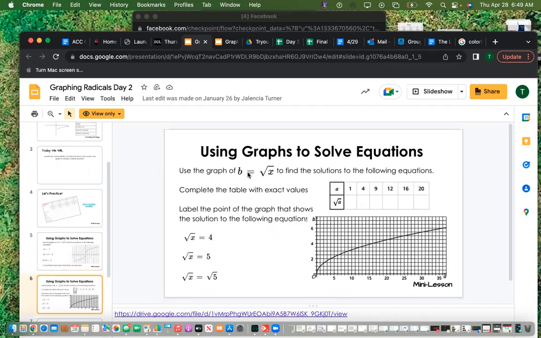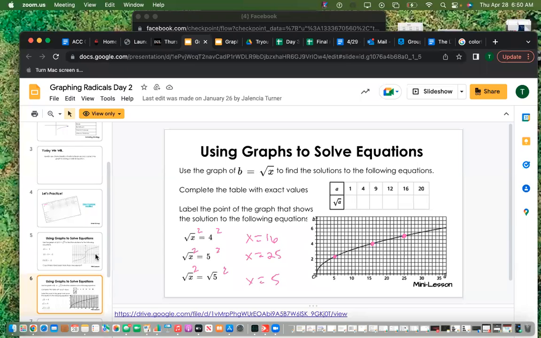Use the graph of y equals the square root of x to find the solutions to the following equations. If I took this equation, the square root of x equals 4, I'm going to square both sides. So x would equal 16. Look at this: when x is 16, y is 4. That's how you would use that graph. Again, I would square both sides on this one, so x would equal 25. Go to 25 and look at what y is: 5. You do the same thing for this one. So x would equal 5. x is 5, it's right there.